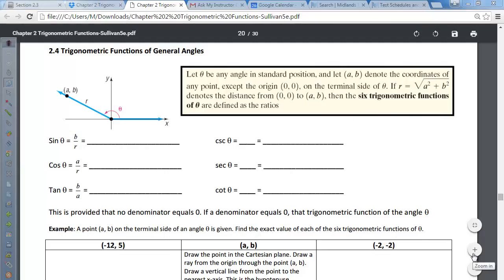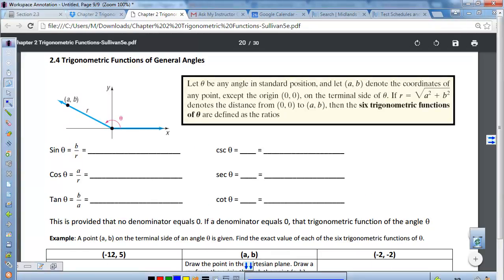Okay, in 2-4, we're going to look at finding trig functions for basically any angle, any general angle. They tell us here, let theta be any angle in standard position and let (a, b) denote the coordinates of any point except the origin on the terminal side of theta. If r is equal to the square root of a squared plus b squared, which is just our Pythagorean theorem or a result of it, if that denotes the distance from the origin to the point (a, b), then the six trigonometric functions of theta are defined as the ratios.